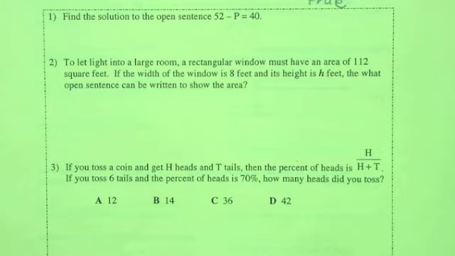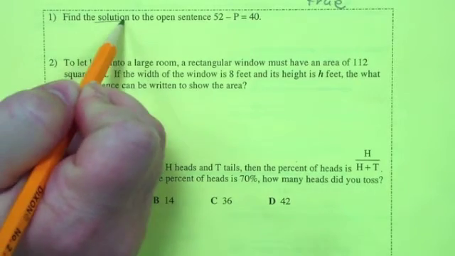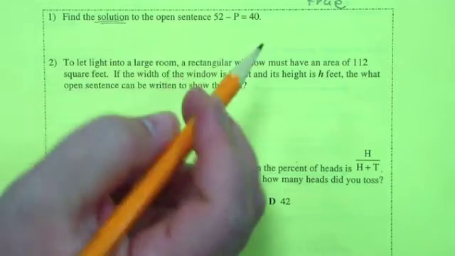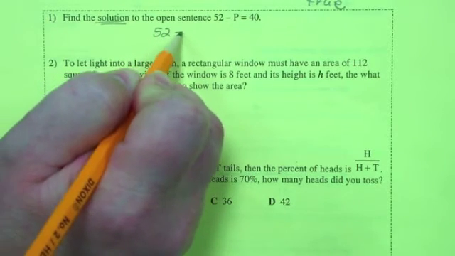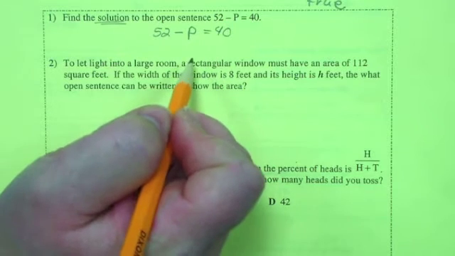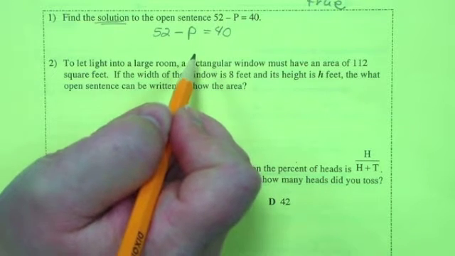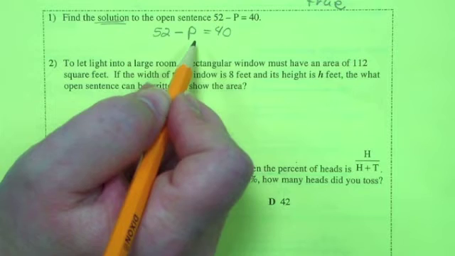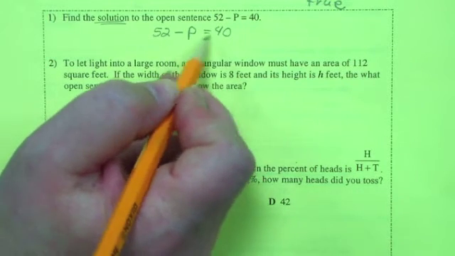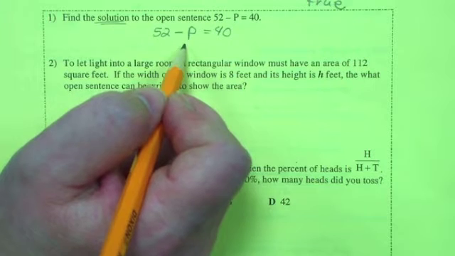Number 1 said find the solution to the open sentence 52 minus p equals 40. So we know a solution is a number that makes the sentence true. So we're trying to figure out, 52 minus what equals 40? Some of you are really good at doing problems in your head and can figure out exactly what that missing number is. Others, like me sometimes, have to try different things till we figure it out.